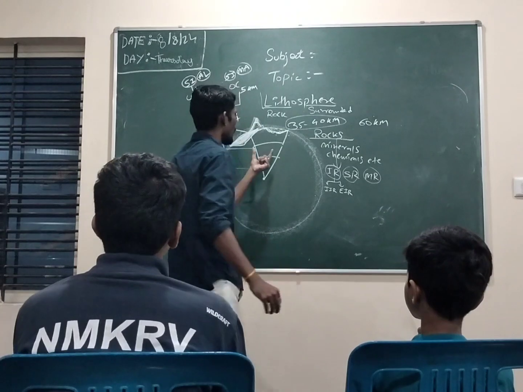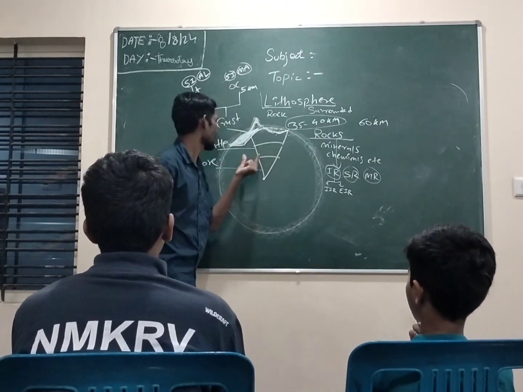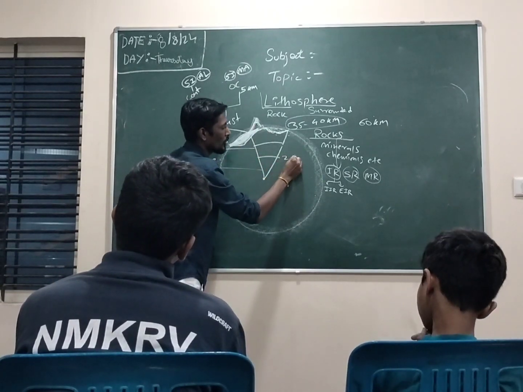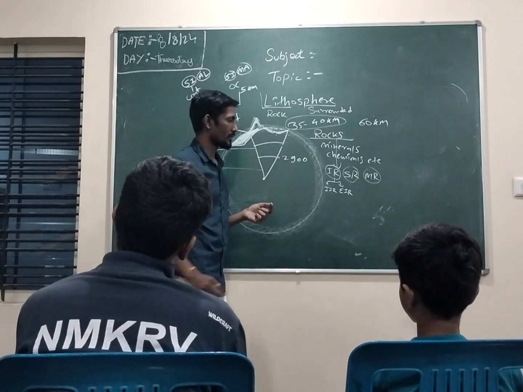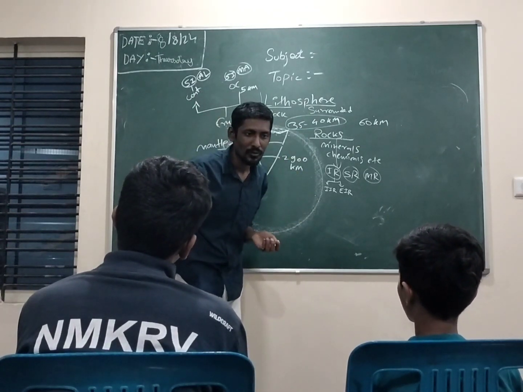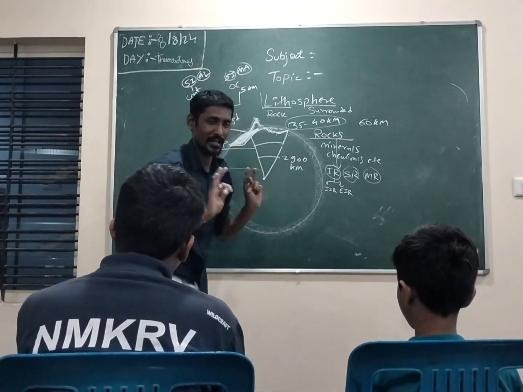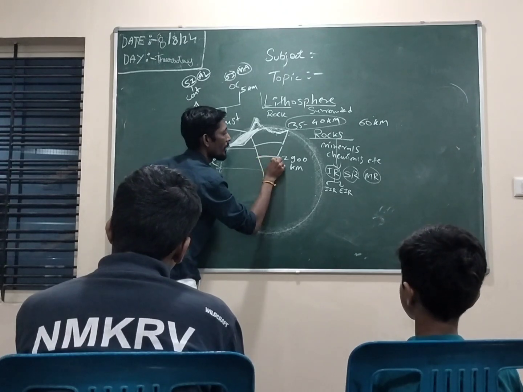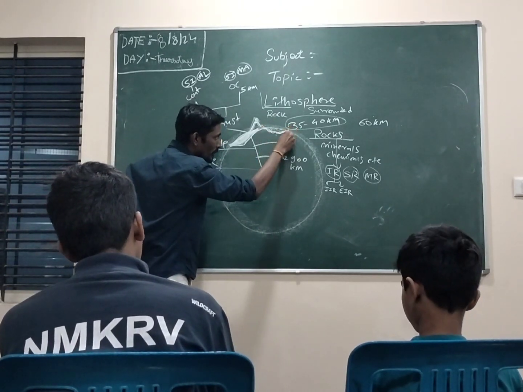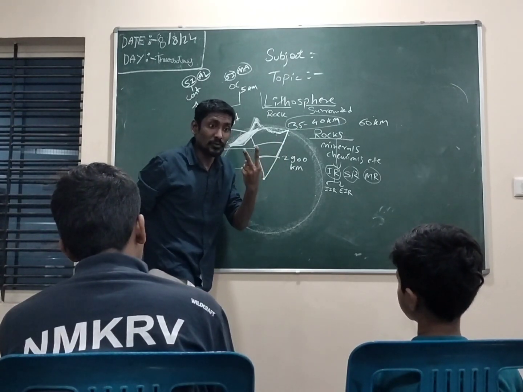Next, we have one more layer, that is the mantle. The actual depth of the mantle is 2900 kilometers. From the surface of the earth it is 2900 kilometers. There are two types of mantle.